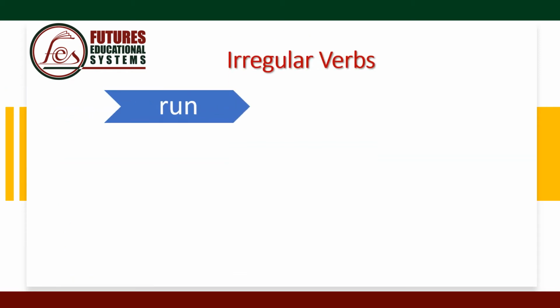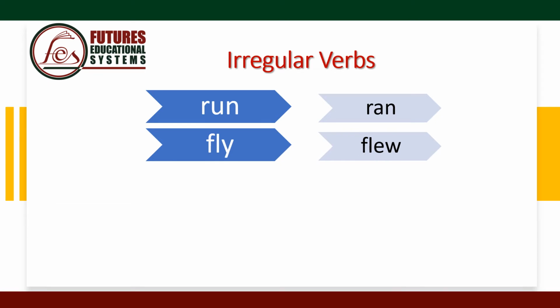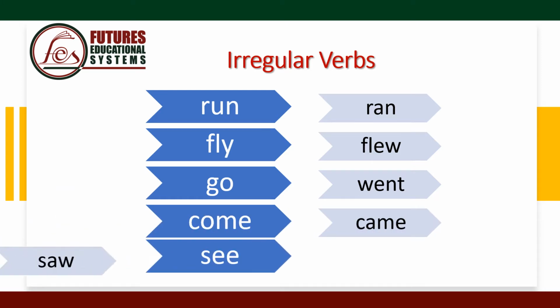What about the irregular verbs? Run, ran. Fly, flew. Go, went. Come, came. See, saw. All these verbs are irregular verbs that do not follow the rule.